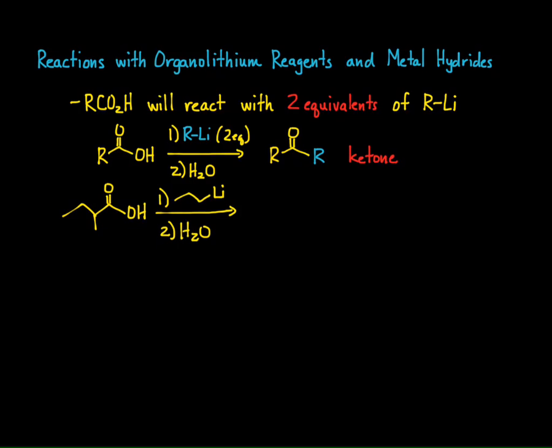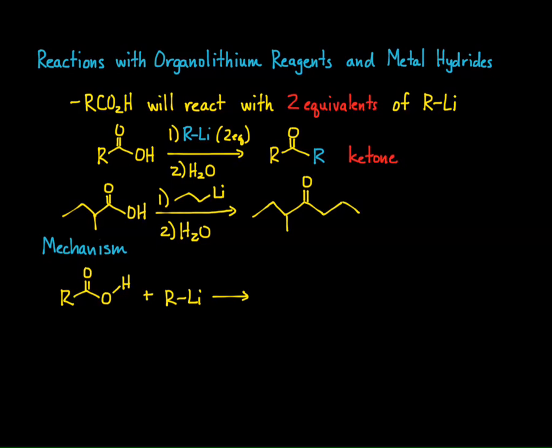So here I have a carboxylic acid reacting with propyllithium followed by an aqueous workup, and I get a ketone from this. And the mechanism of this is fairly straightforward. The first step is we have an acid, we have a base. We get proton transfer. And we generate carboxylate. So the lithium carboxylate plus our alkane from the organolithium.